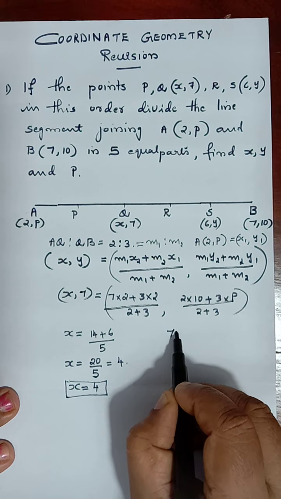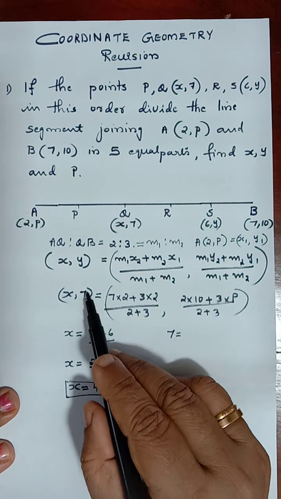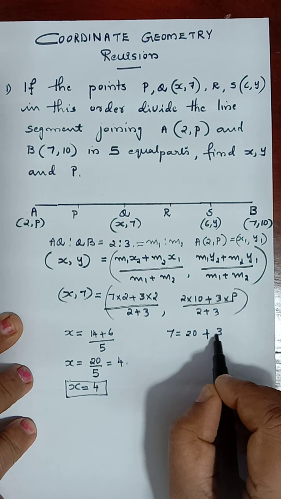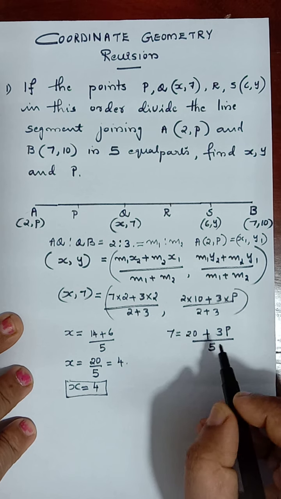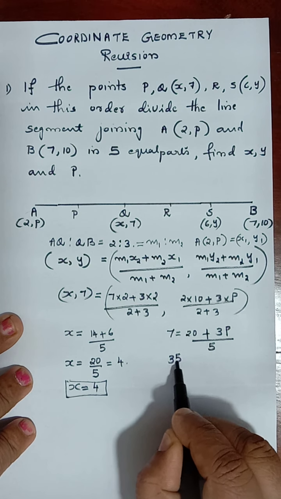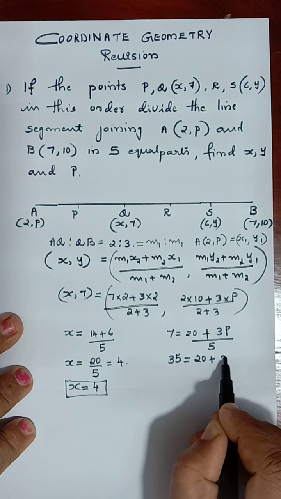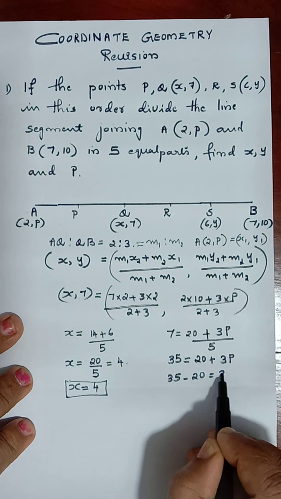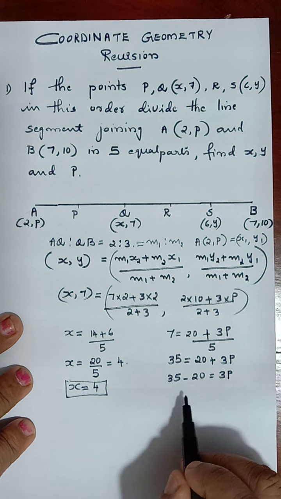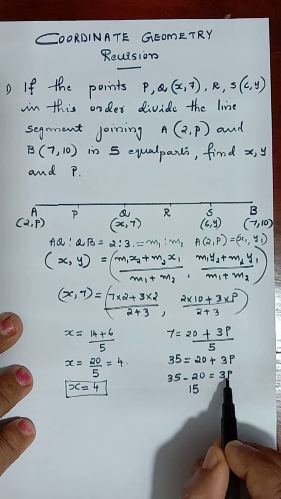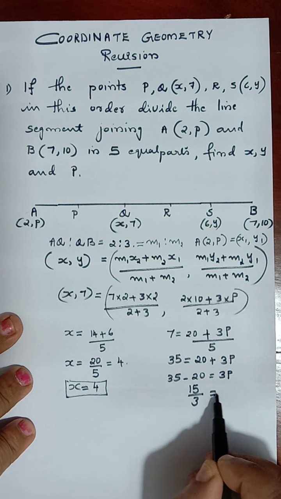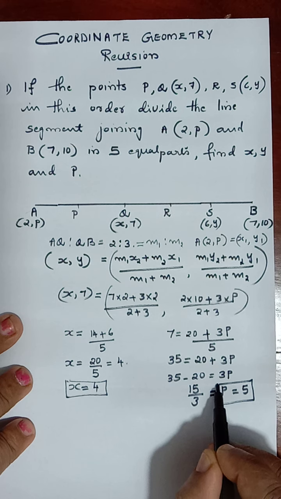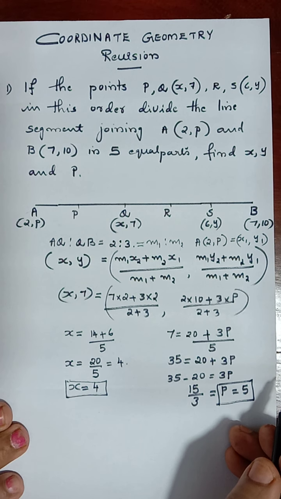Here 7 is equal to the y coordinate we can compare. 7 is equal to 2 into 10, which is 20, plus 3 into p, which is 3p, divided by 5. Cross multiply, 7 5s are 35 equal to 20 plus 3p. Now subtract, 35 minus 20 equals 3p. So when we subtract, we get 15 equals 3p, divide by 3 on the other side. So 15 by 3 is equal to 5. We got the value of p equal to 5. So two values we got.